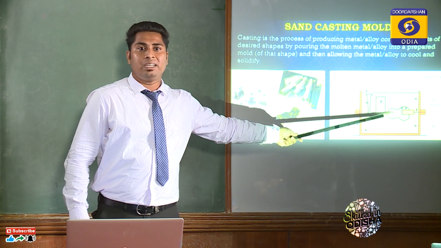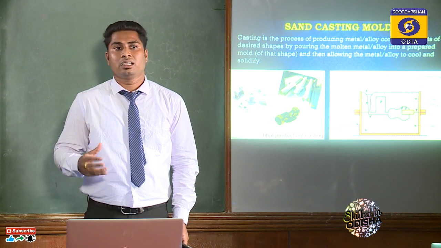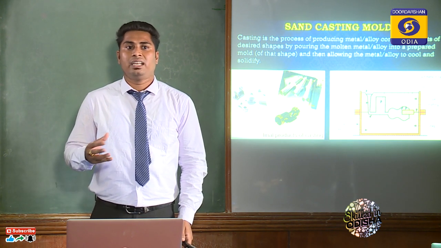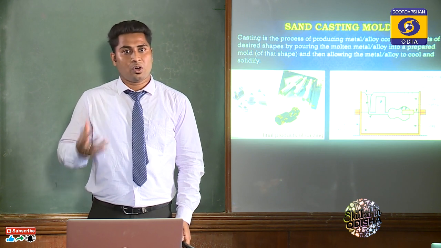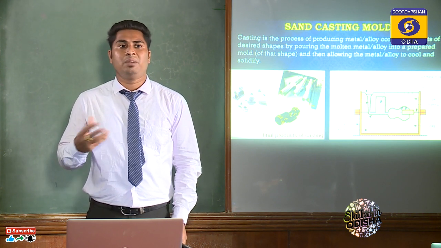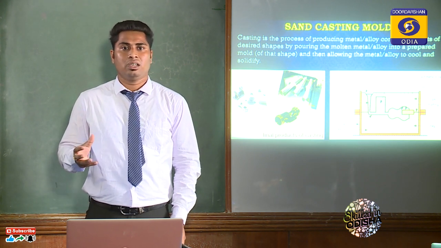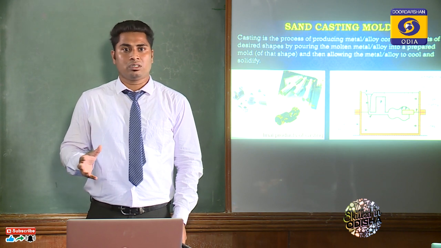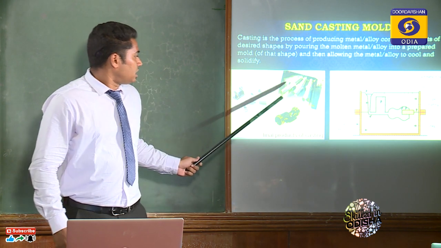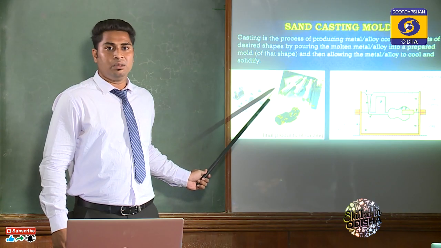When the mold cavity is filled by the molten metal, we allow it to cool and solidify. After solidification, we get our desired casting product by fettling operation. Fettling means removal of the unwanted material, cutting off the runner, riser and other unwanted parts which we don't want in the casting product. These are the final casting products. You can see these are different sizes and shapes of casting products which we can get in the casting process.